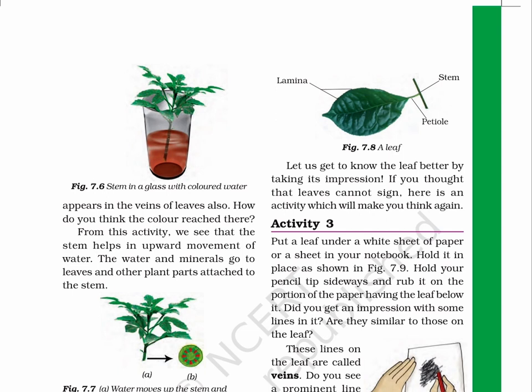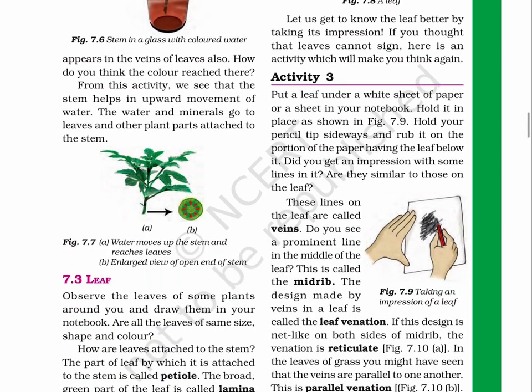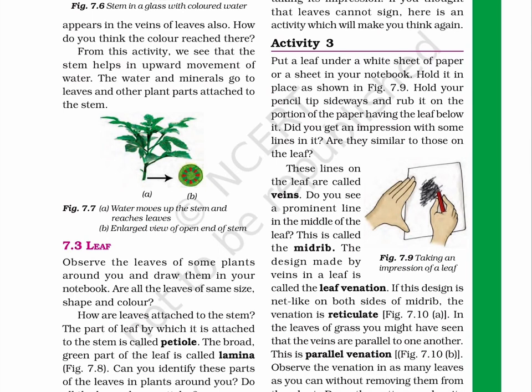Activity 3. Put a leaf under a white sheet of paper or a sheet in your notebook. Hold it in place as shown in figure 7.9. Hold your pencil tip sideways and rub it on the portion of the paper having the leaf below it. Did you get an impression with some lines in it? Are they similar to those on the leaf?